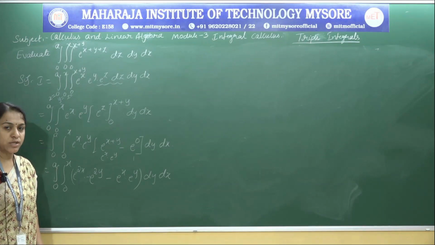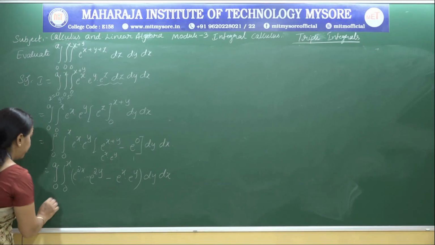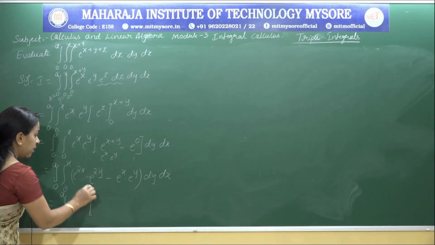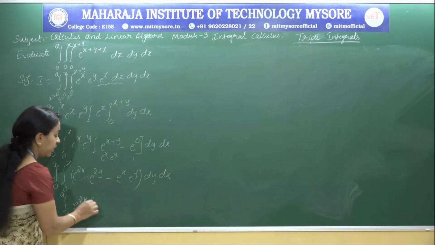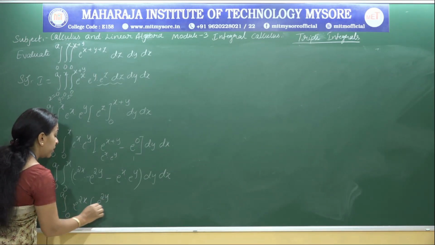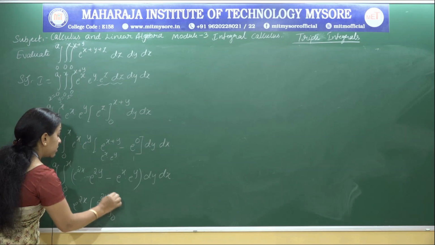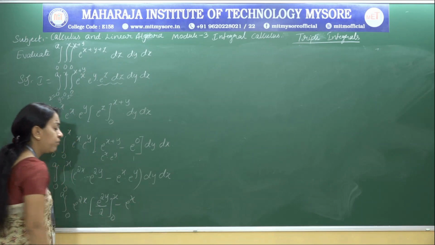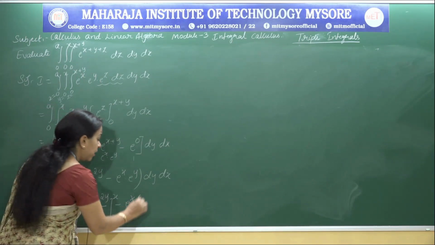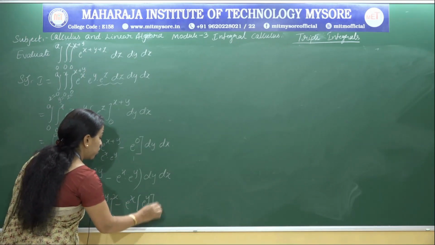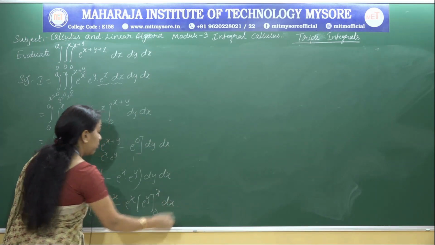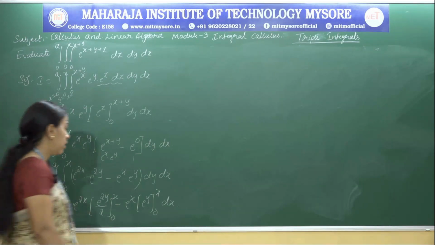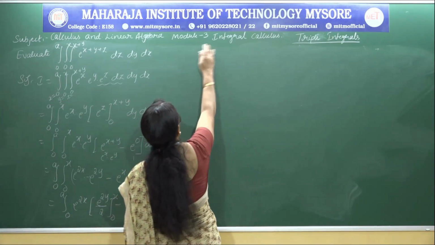Now keeping x constant, integrate with respect to y. That is integral 0 to a, e power 2x constant, integral of e power 2y, yes, e power 2y by 2 between the limit 0 to x. Then minus e power x constant, integral of e power y is e power y between the limit 0 to x into dx.